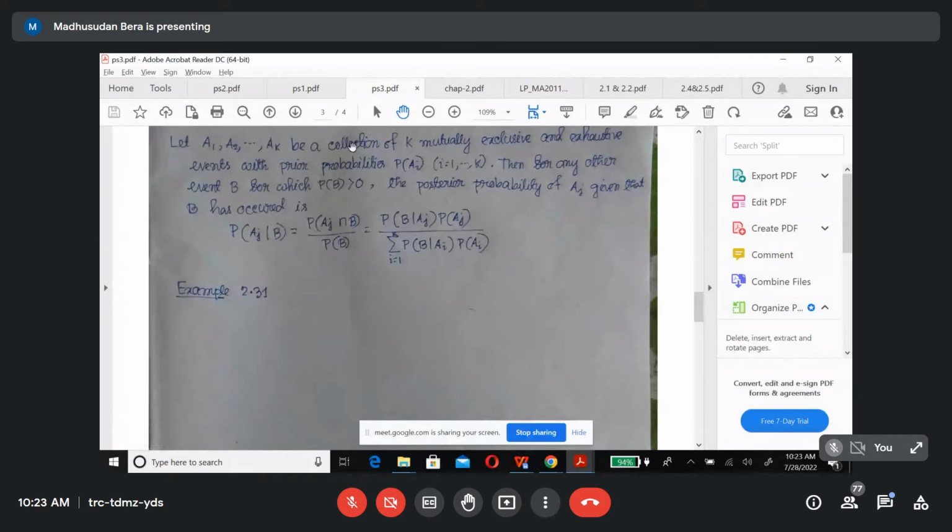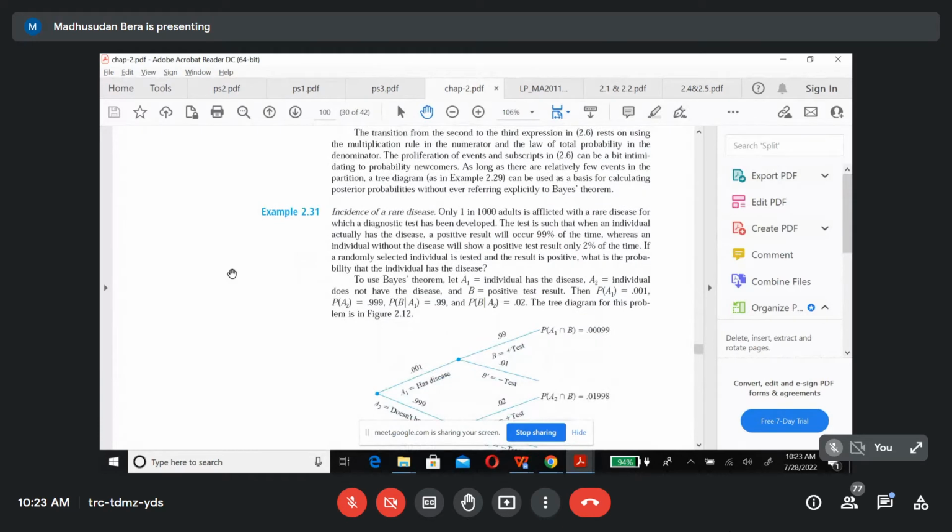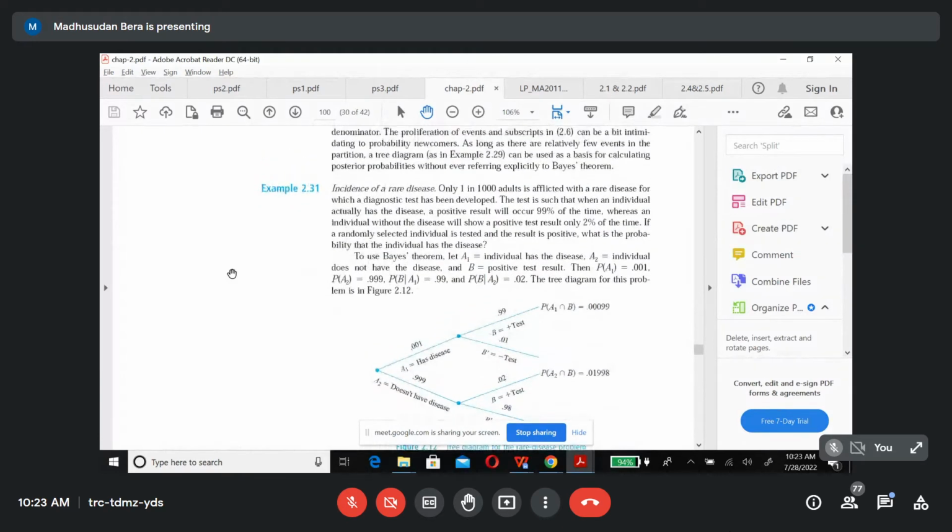So here I have example 2.31. I have not written it because it is already in the notes. See, incidence of a rare disease. Only 1 in 1,000 adults is afflicted with a rare disease for which a diagnostic test has been developed. So 1 in 1,000 adults is afflicted with a rare disease for which a diagnostic test has been developed.